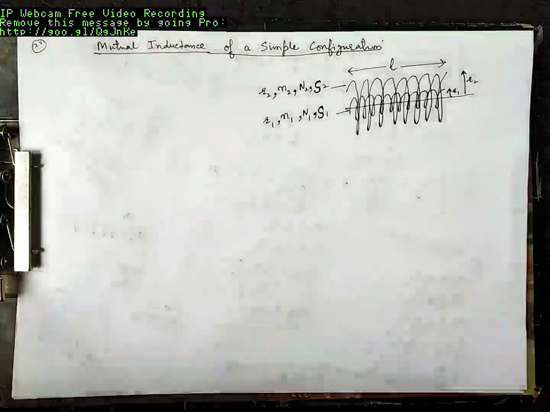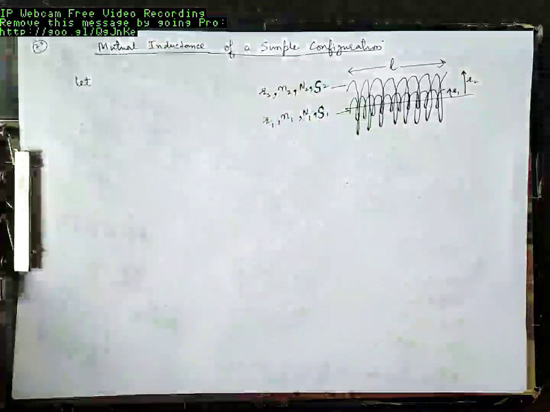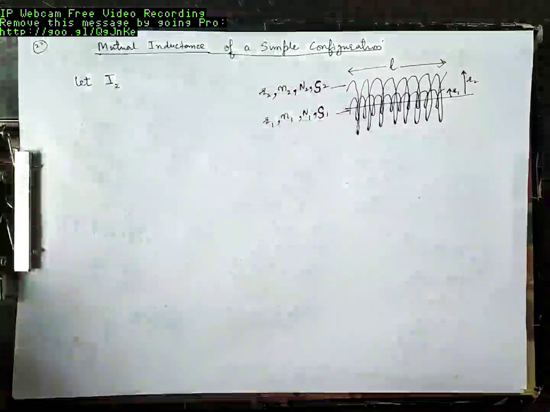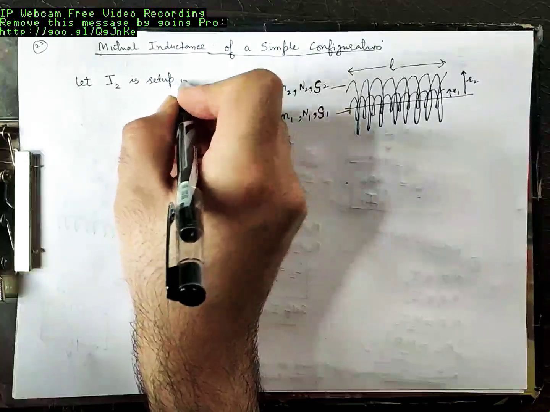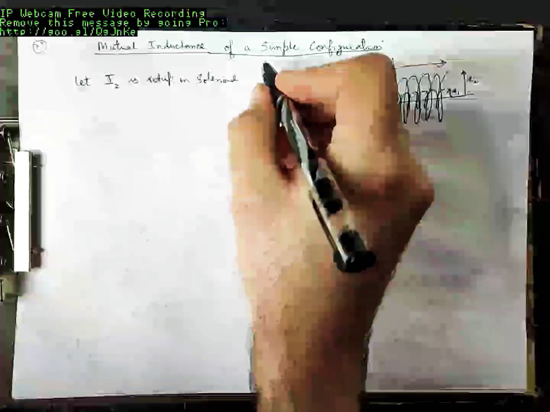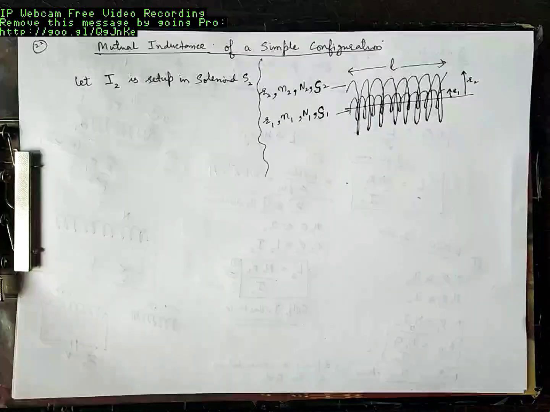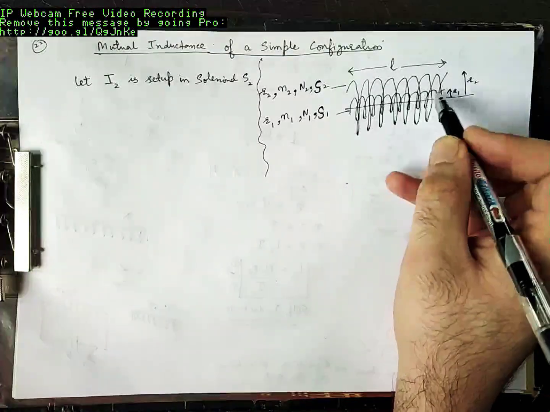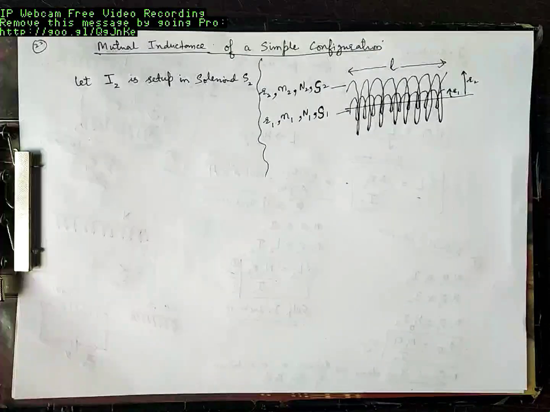Have a look how we will approach this problem. Let us suppose current I2 is flowing, or is set up, in solenoid S2. We will initially assume there is no current flowing through solenoid S1. Current is only flowing through solenoid S2, the one with the larger radius R2.